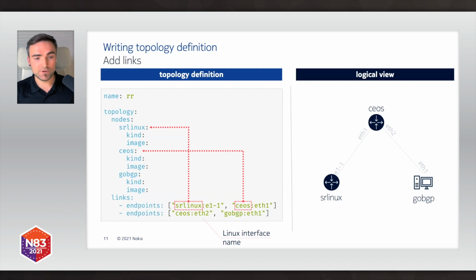Adding links is really simple. You just add a new links container to the topology file, and you specify the endpoints. So here, what we basically say is that I want to connect my SR-Linux node interface e1-1 to cEOS interface eth1, and that will create a veth pair between those 2 containers. And thus, we achieve the clean data path. We create the veth pairs between the containers, and we use this simple string representation of the endpoints to make that happen.